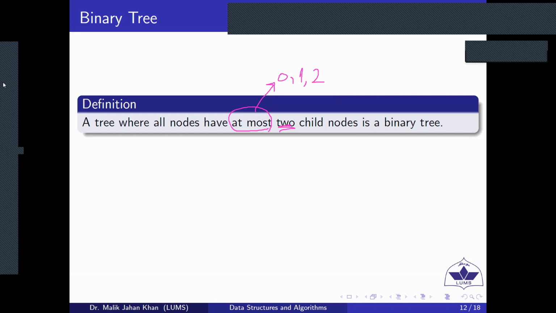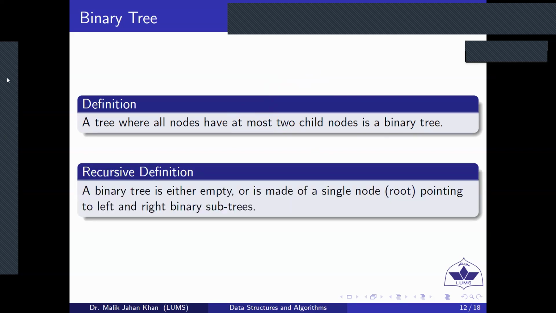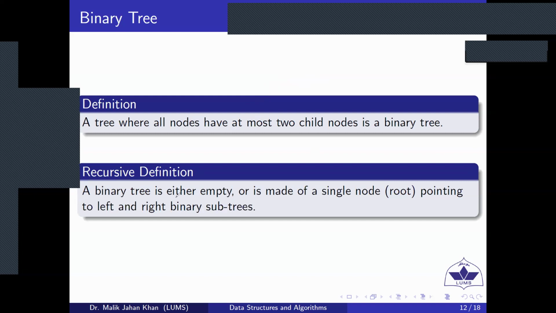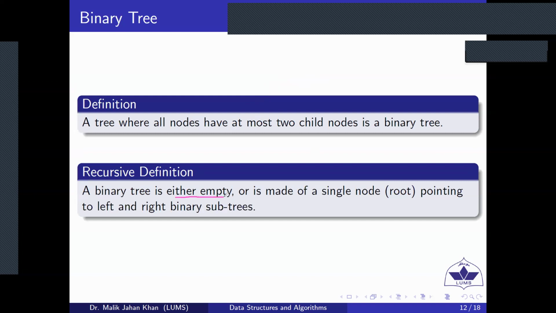And let's have a look at an alternate, equally good definition. That is what we call recursive definition. A binary tree is either empty, so that's our base case, or is made up of a single node, which is called root. And root has two branches on the left and right sides, and both of them point to two binary subtrees, which means that we have a tree like this.